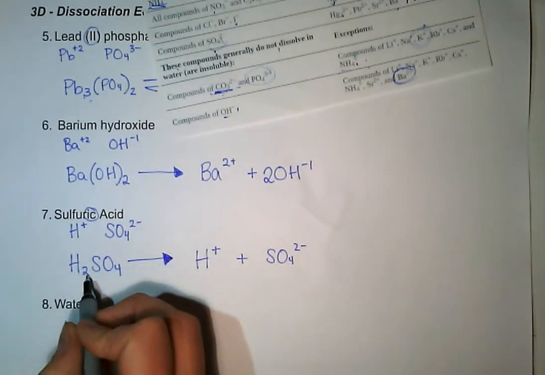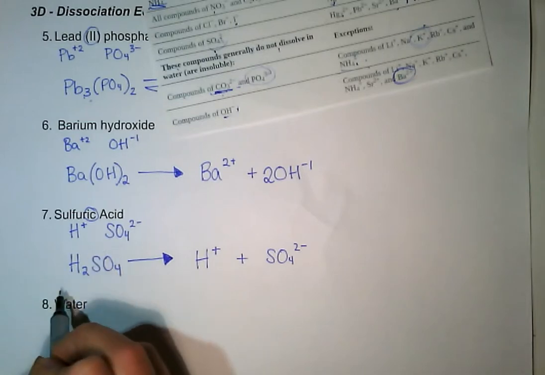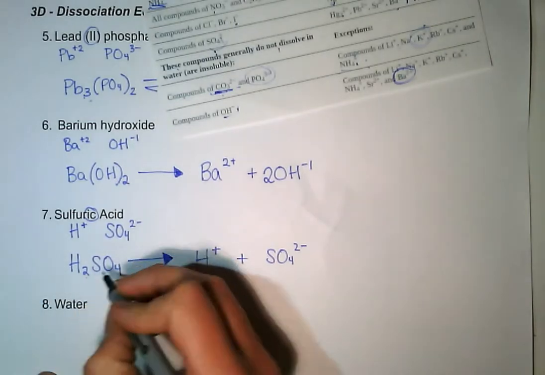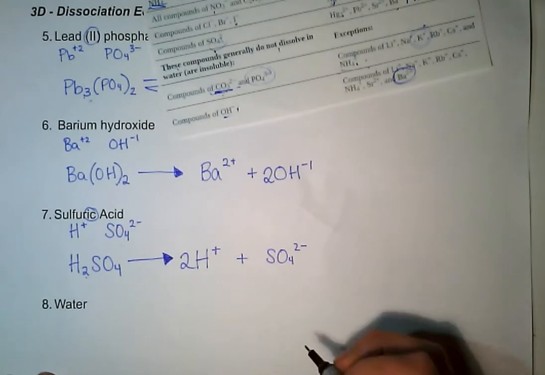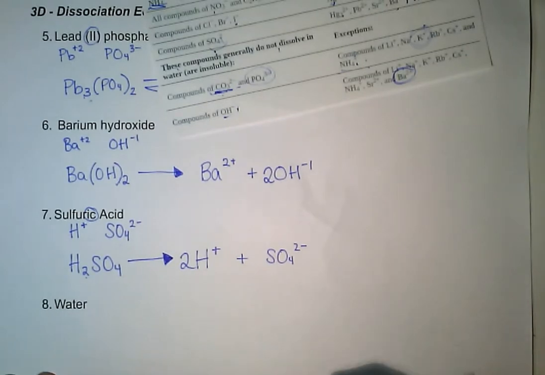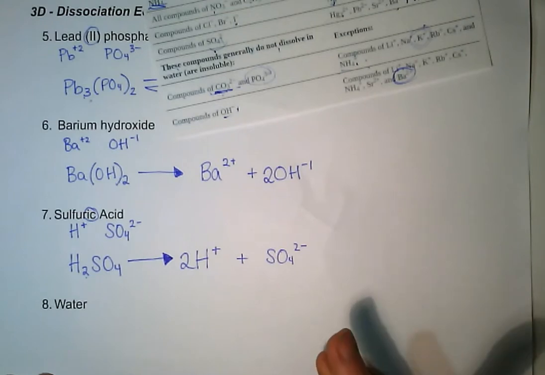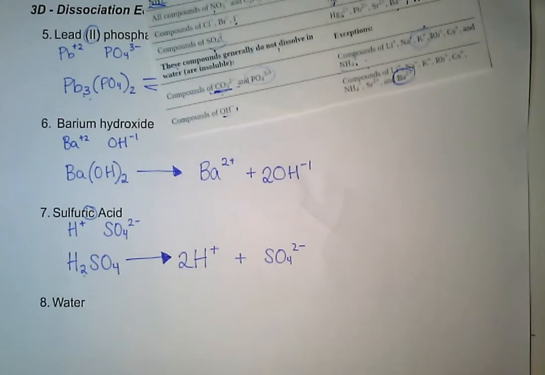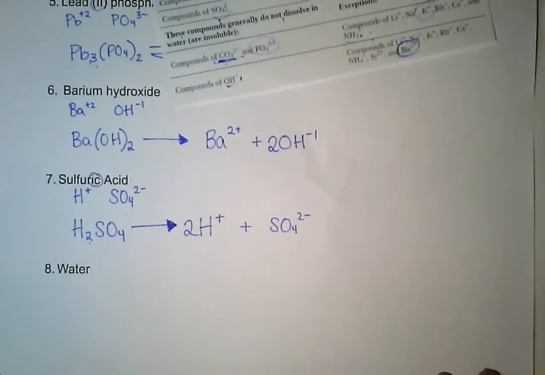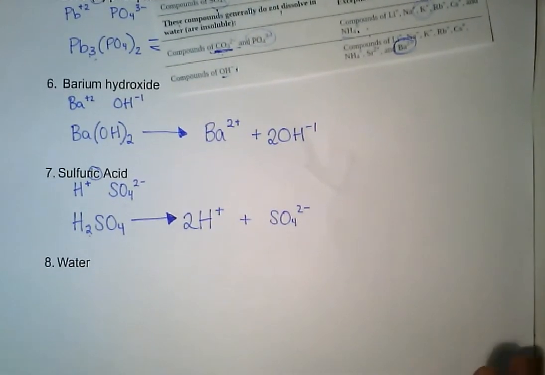And then we need to balance our equation. For every molecule of sulfuric acid, we're going to get 2 hydrogen ions and 1 sulfate ion. And this will become more and more important as you go into the portion of this unit on acids and bases. But acids, especially strong acids, fully dissociate when they're placed in water.